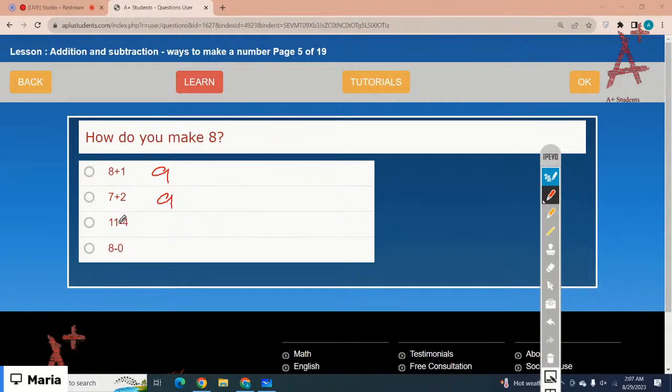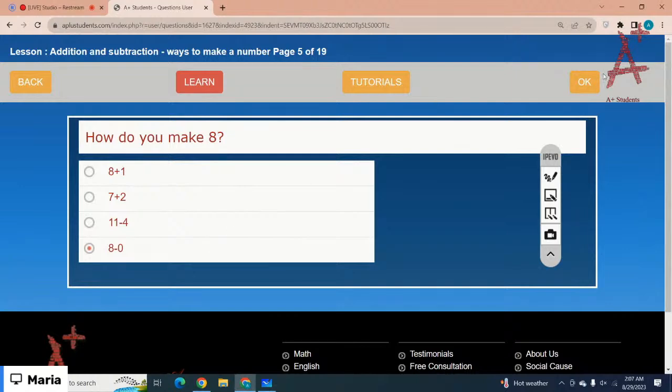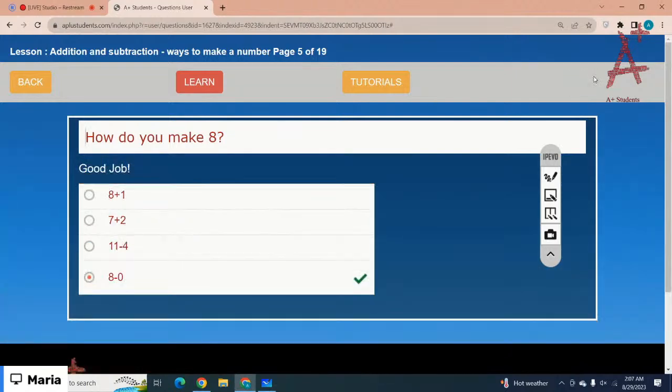9. 11 minus 4 makes 7. 8 minus 0 makes 8. The correct option is the last one because you have to make 8. So the only option that is the correct one. 8 minus 0 makes 8. That would be the correct one. Very good.